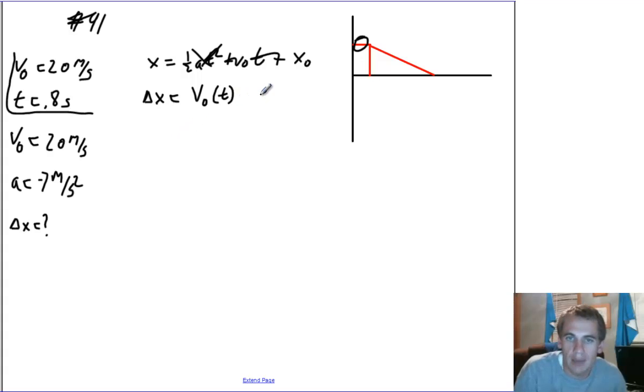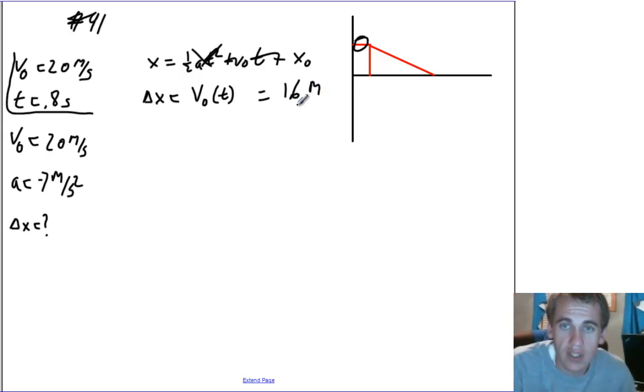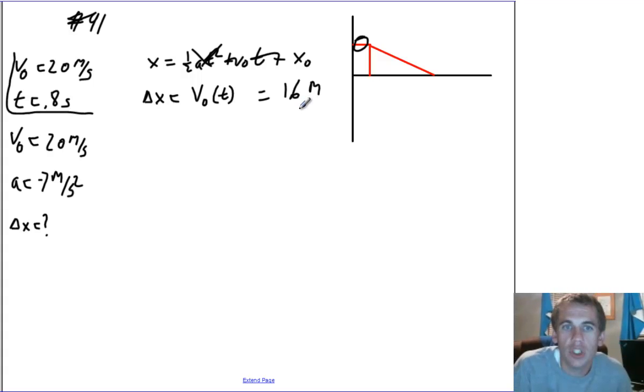And so I can take 0.8 times 20, and this is 16 meters. And so she goes 16 meters before she even starts to apply the brakes. Then she starts to apply the brakes, and I want to know how far she goes. Well, if she's going to stop, I also know final velocity is equal to 0 meters per second.